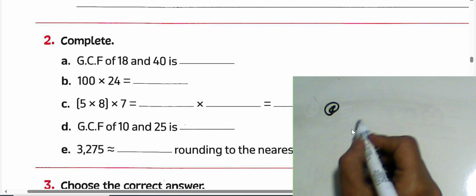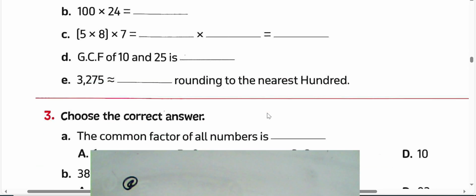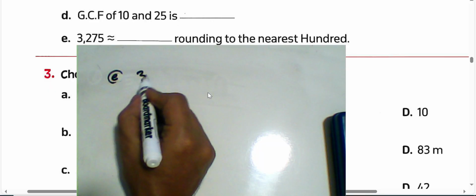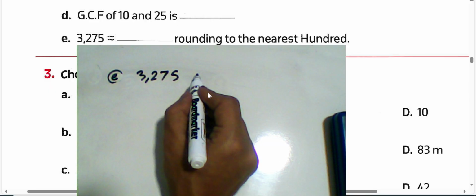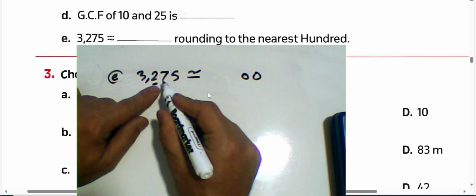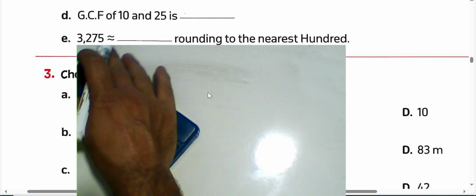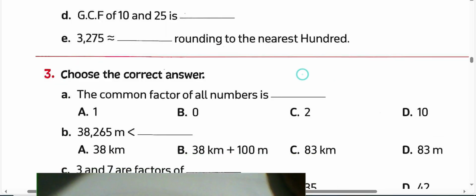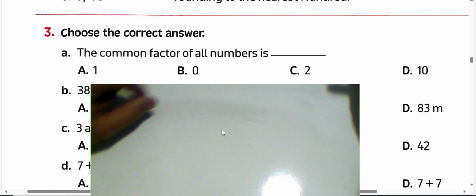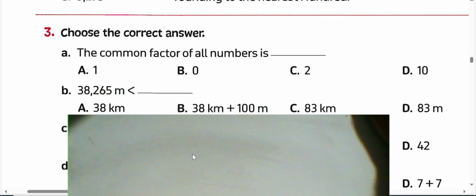Question letter E. Approximating to the nearest 100. What about approximating to the nearest 100 here? Letter E. We have 3275. We can approximate to the nearest hundred place: 2 and 7 give 1 more to the 2, so 2 will be 3, and the result will be 3300. We can write the common factor for all numbers; it will be 1. All numbers can be divided by 1. Then the common factor of all numbers will be 1. Choose letter A.